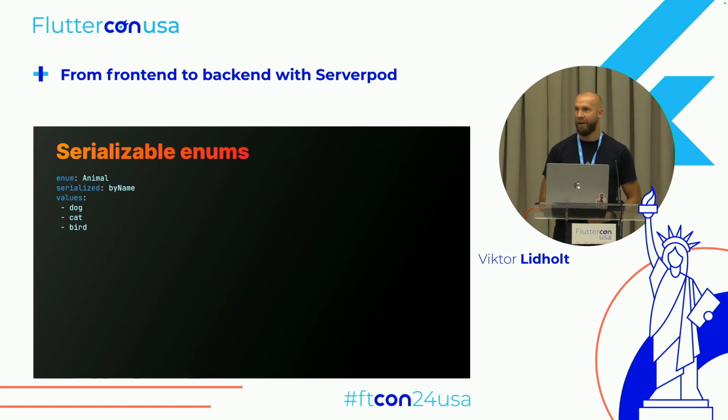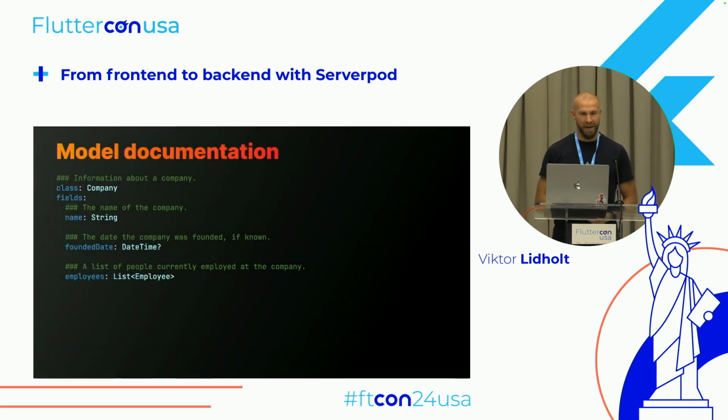We also have support for enums. They work just as you would expect. You just specify the values. Pretty easy. And you can also do code documentation on the models. We use the triple hashes, which will then be translated to Dart docs triple slashes in the generated code. So your documentation of the models won't get lost in the code generation. They will stay all the way, even on your client and on the server. So that's also pretty neat.